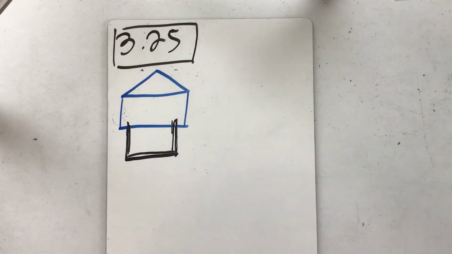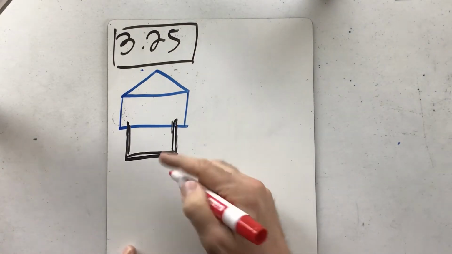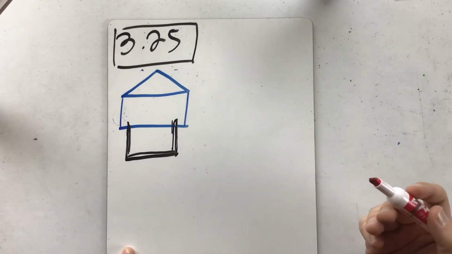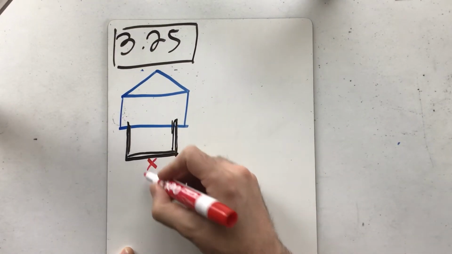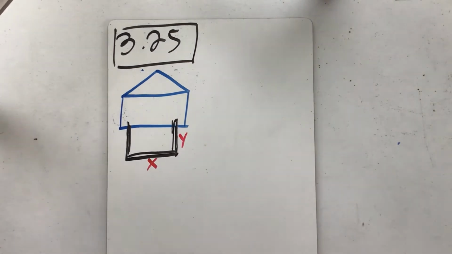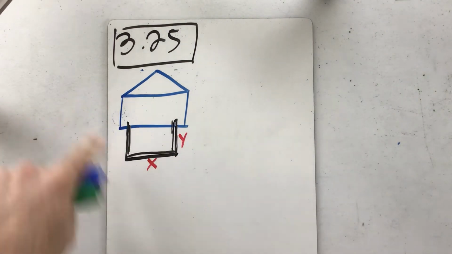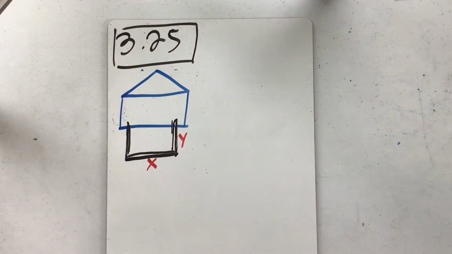Then I'm going to label the things that are changing. What you'll find is that this side here is changing and this side here is changing. As we make all of our different fences, we have different numbers here and different numbers here, for X and for Y. So I've got X and Y. That's my first step: to draw my picture and label it.